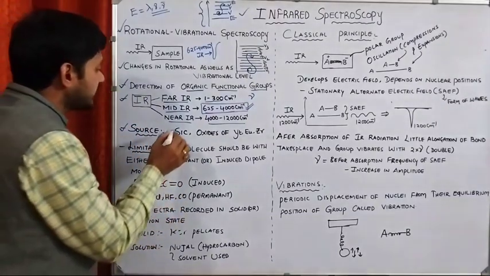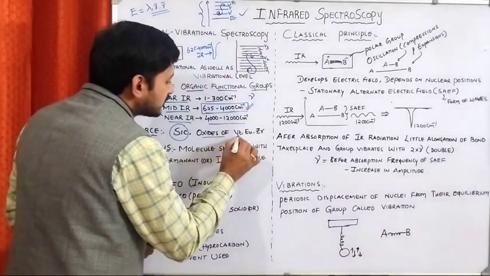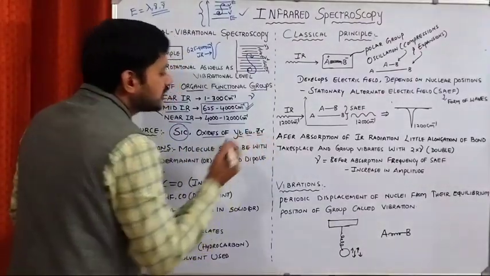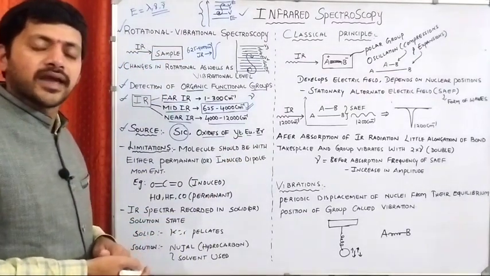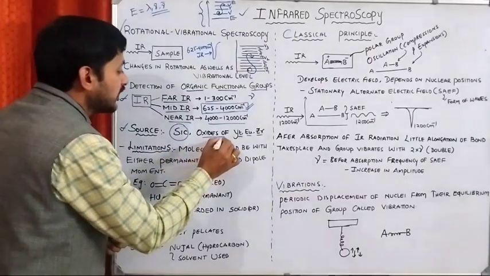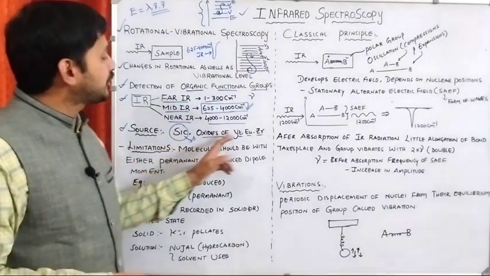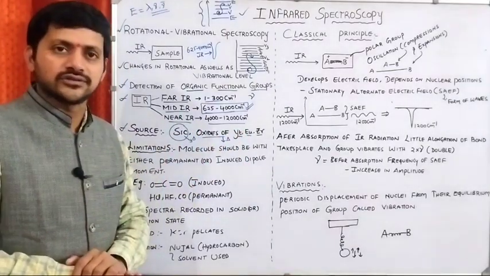So what is the source of IR radiation? See this one: silicon carbide and oxides of the elements Yt, Eu and Zr, that is ytterbium, europium and zirconium. These oxides are subjected to heating around 1000 to 1200 degrees centigrade. These are going to give us IR radiations.